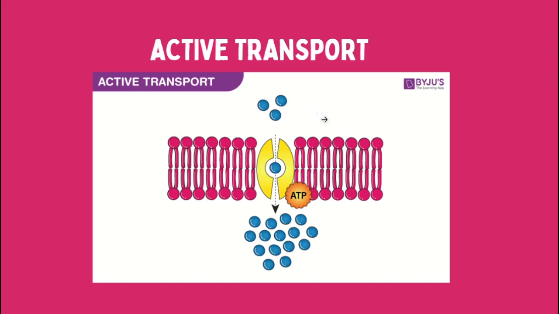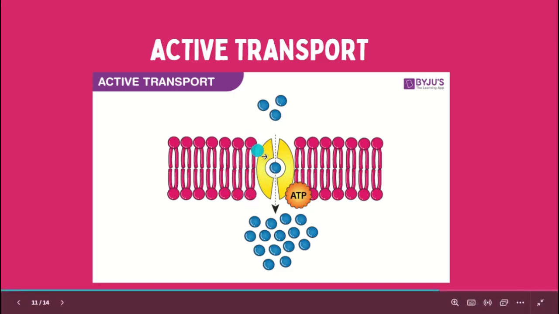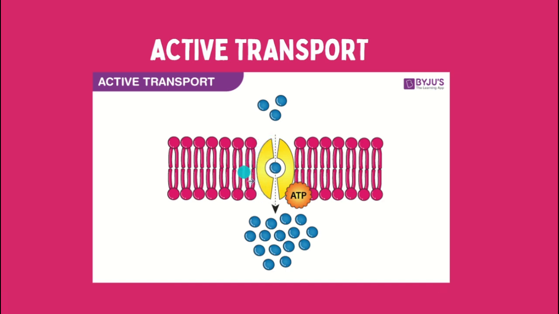Then you have active transport. This is a diagram of active transport, and you can see the active transport pump. We talked about the channel protein and the carrier protein, and this active transport pump resembles a carrier protein. But the difference between facilitated diffusion and active transport is that active transport requires the input of ATP. The next thing is that in active transport, the molecules move from an area of low concentration to an area of high concentration.